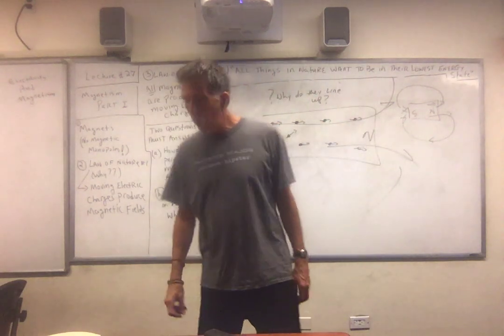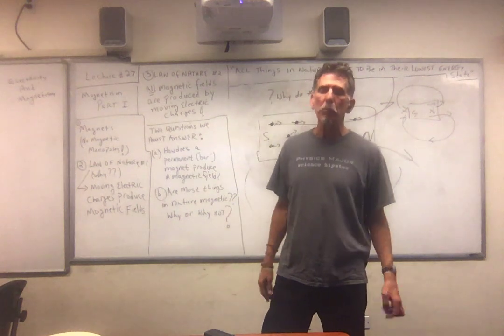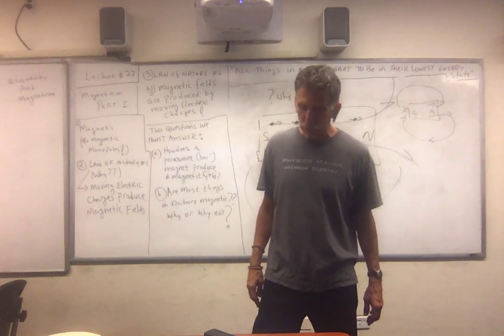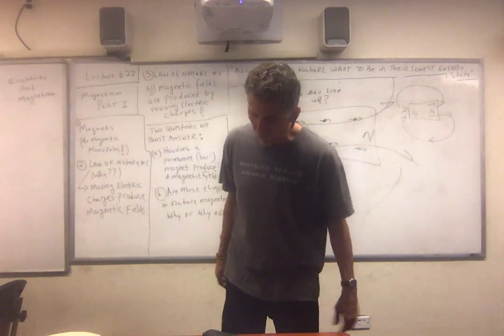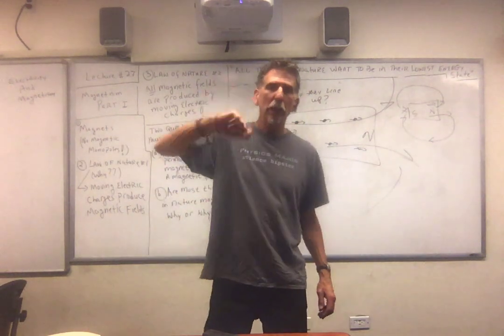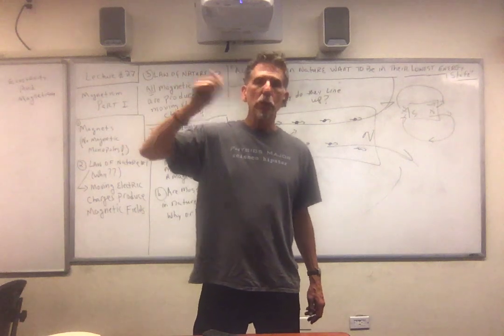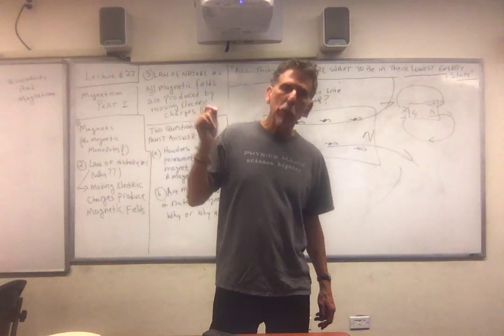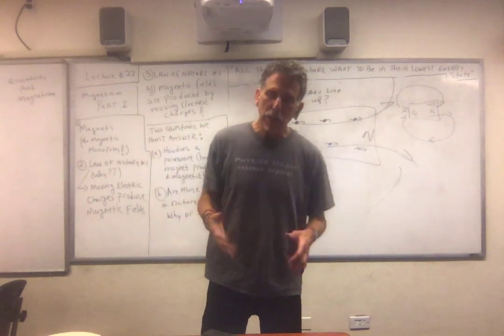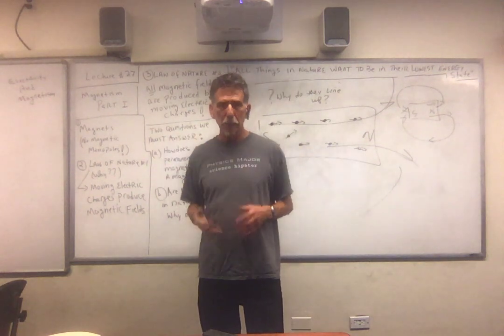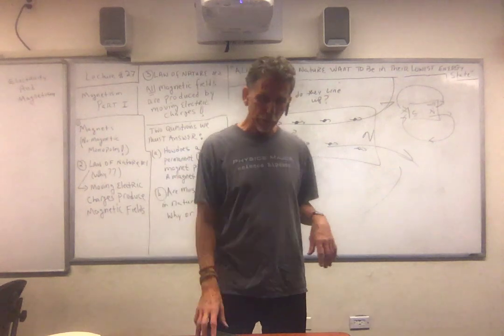Lowest energy state. All magnetic fields come from moving electric charges, or wiggling electric charges, or oscillating electric charges, if you want to get real fancy. And when you wiggle an electric charge, you produce a wiggling magnetic field. But a wiggling magnetic field produces a wiggling electric field. And together, that's a wiggling electromagnetic field. Okay, we'll talk about electromagnetic radiation.